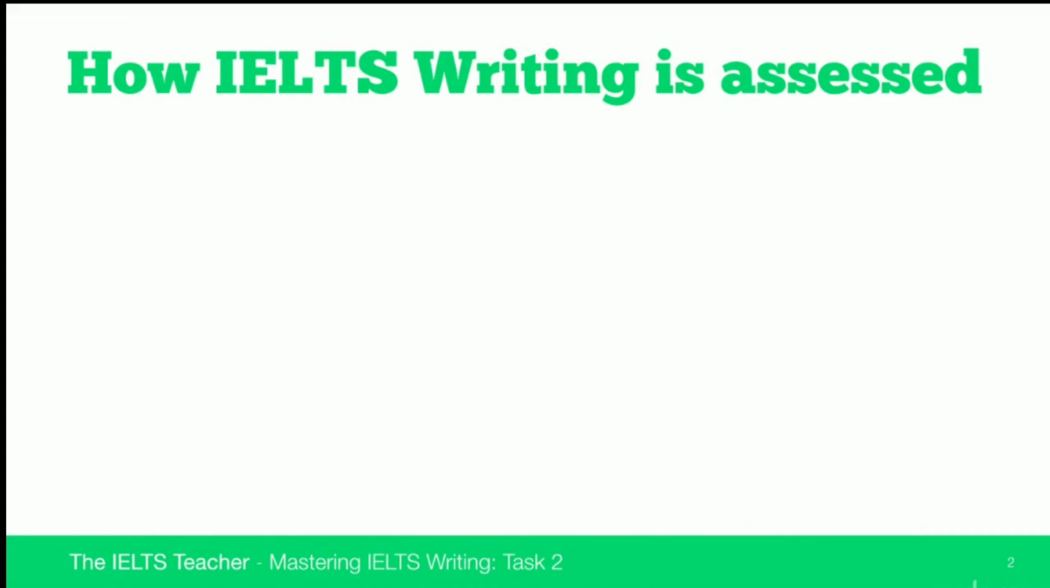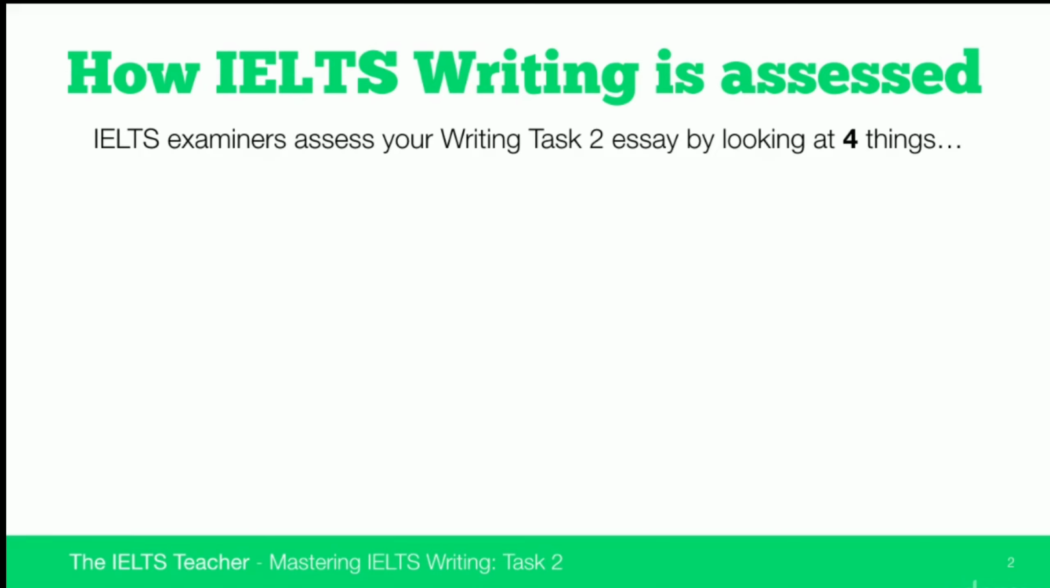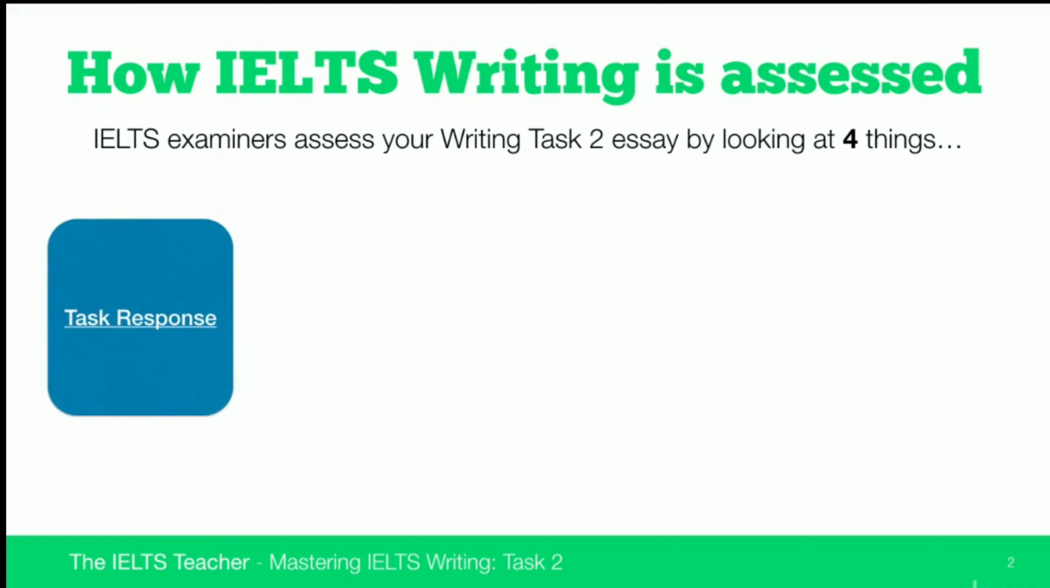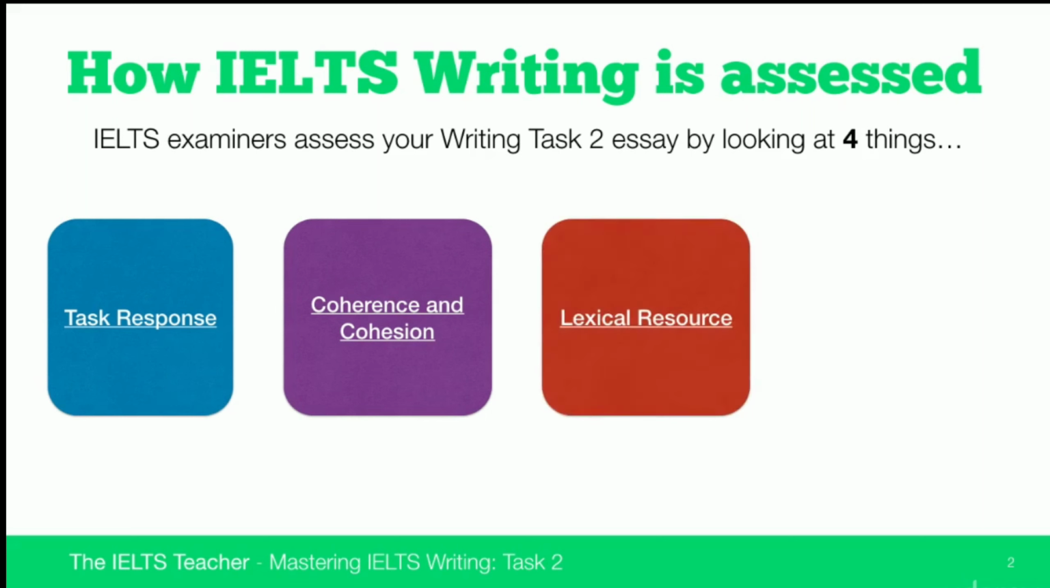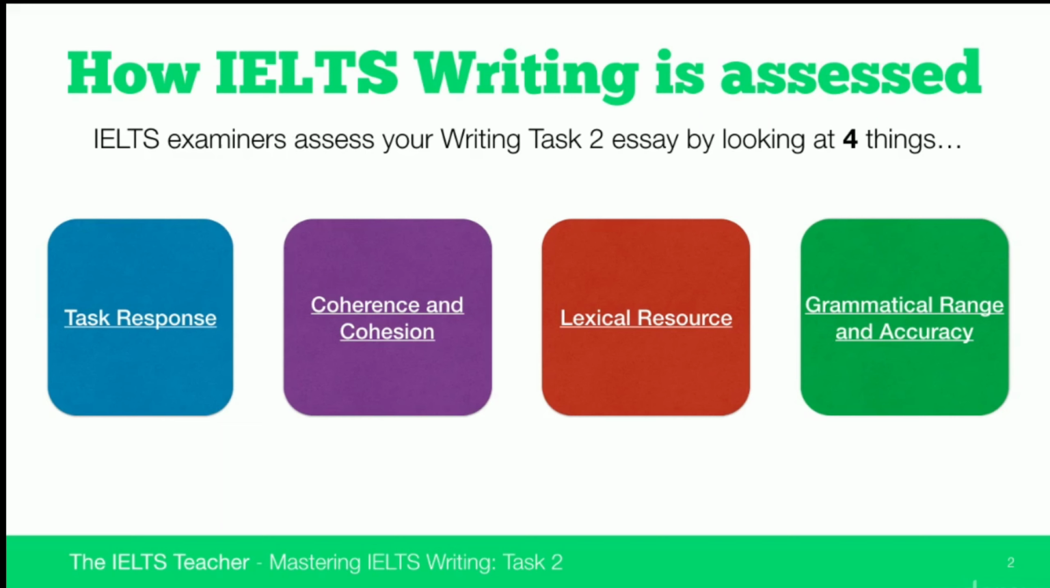Now, IELTS writing is assessed in 4 different categories, and each category contributes an equal percentage to your score. Now, there are 4 categories, each making up 25% to make 100. The first is task response, also called task achievement. The second is called coherence and cohesion. The third is called lexical resource. And the fourth is called grammatical range and accuracy.